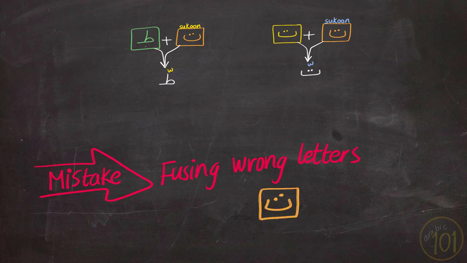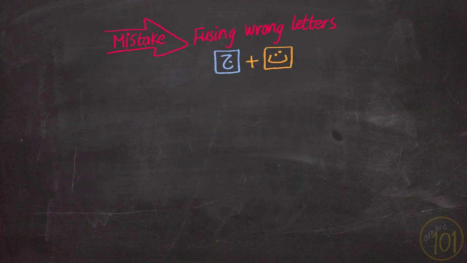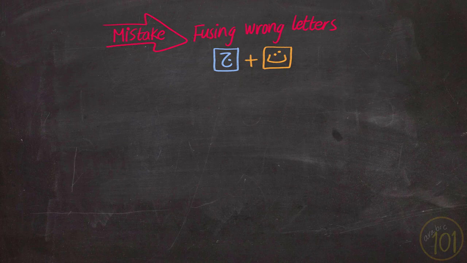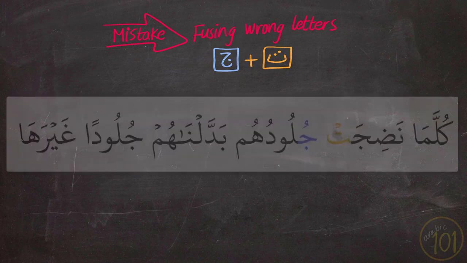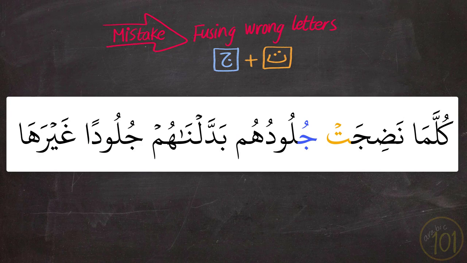Like, for example, fusing the letter ta together with the jim, which is a very common combination when it comes to this type of mistake, like in this example. كُلَّمَا نَضِجَتْ جُلُودُهُمْ بَدَّلْنَاهُمْ جُلُودًا غَيْرَهَا. Here the mistake happens between نَضِجَتْ and جُلُودُهُمْ.